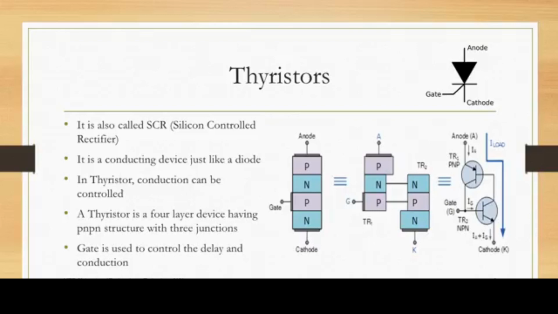Thyristors. I have delivered some basic points about thyristors in my previous lecture. This may be treated as a continuation from that lecture. A thyristor, which is also called an SCR, silicon controlled rectifier, is a conducting device just like a diode, just like a switch. In a thyristor, the main difference is that the conduction can be controlled, which cannot be done in the case of a diode. A thyristor is a four-layer device having a PNPN structure with three PN junctions. The gate is used to control the delay and the conduction period.